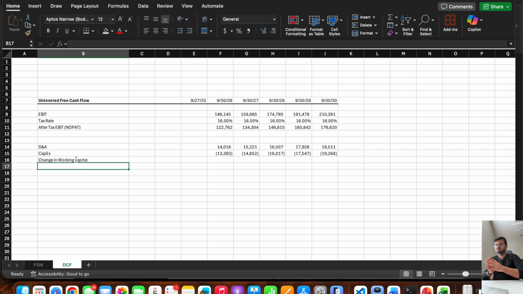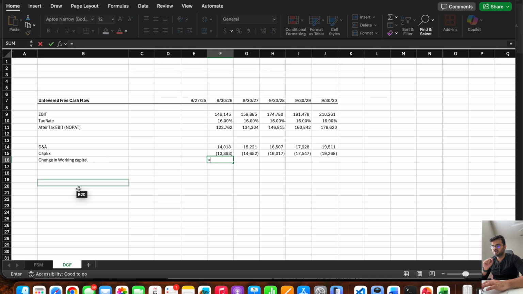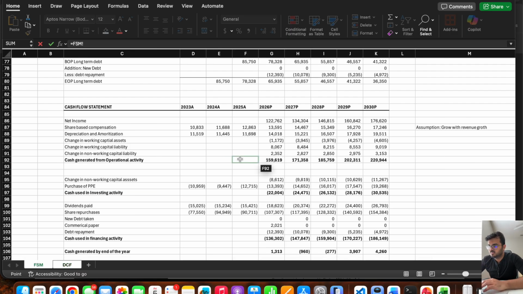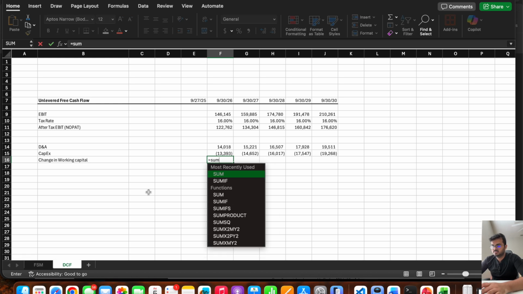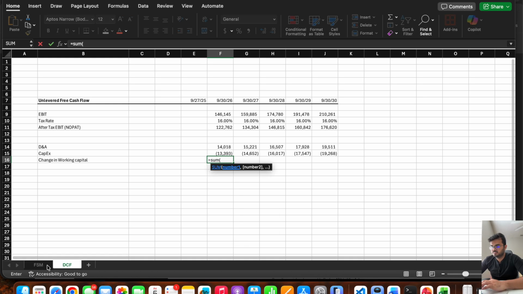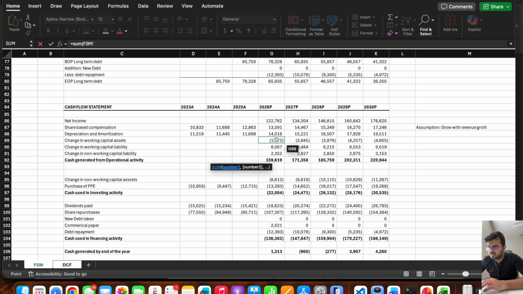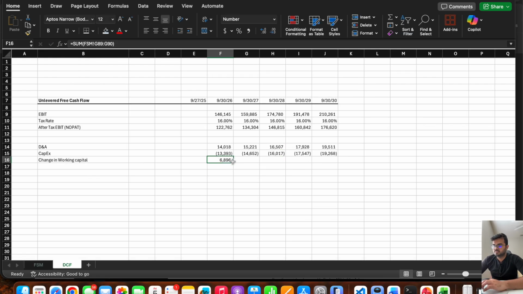That is nothing but the sum of the change in working capital assets plus the change in working capital liability. Even for this, we already got these numbers here. That is, working capital asset is this number. Maybe I'll come back here. It is equal to the sum of this guy, which is the change in the working capital asset and working capital liability. Then I can just project it forward.